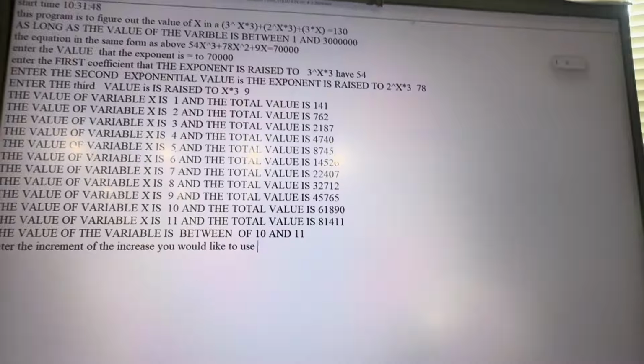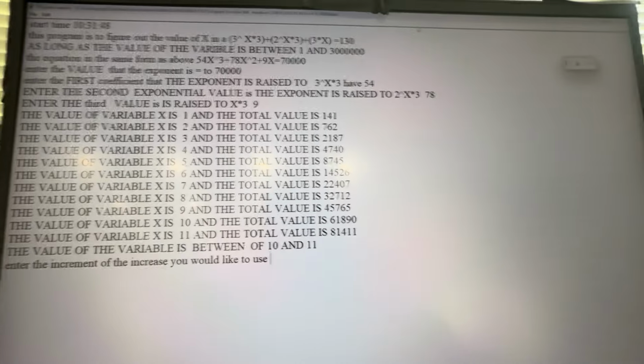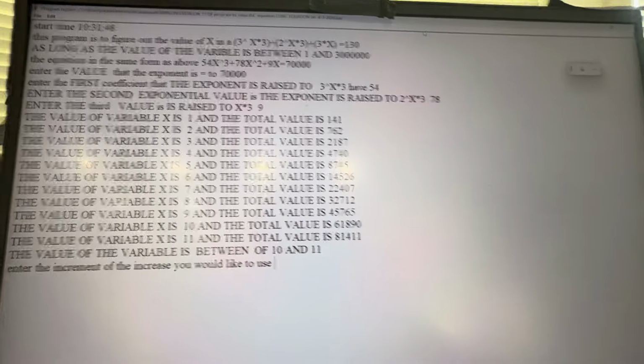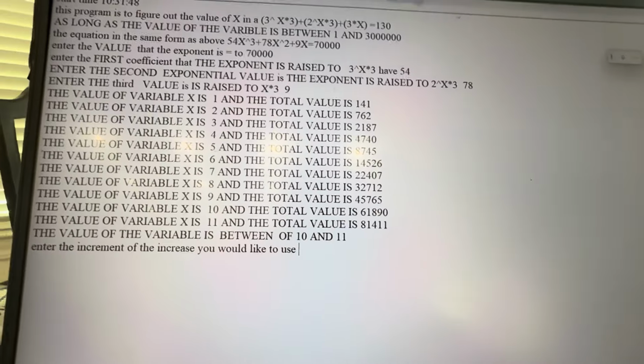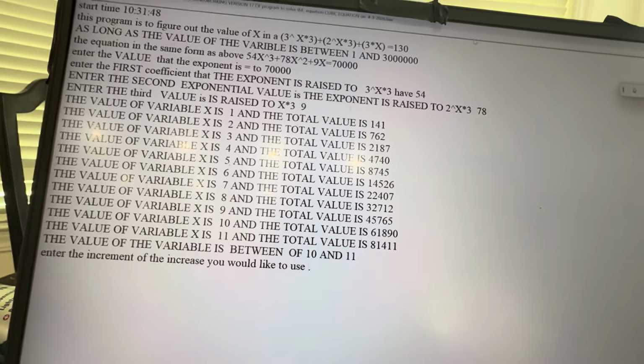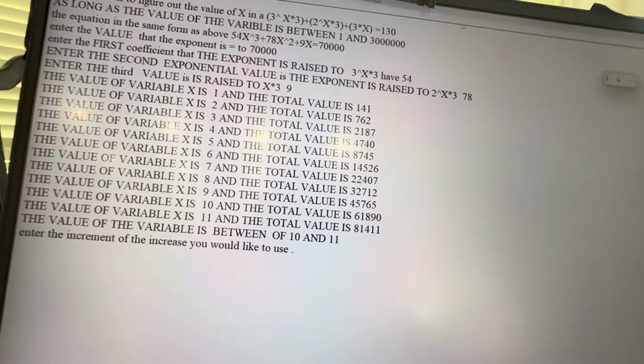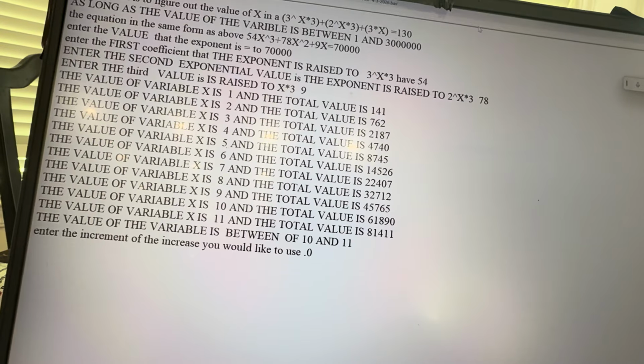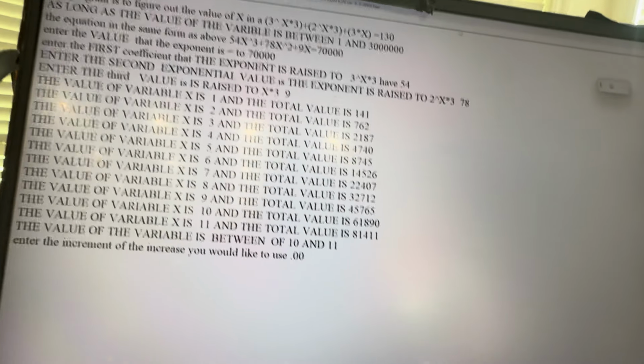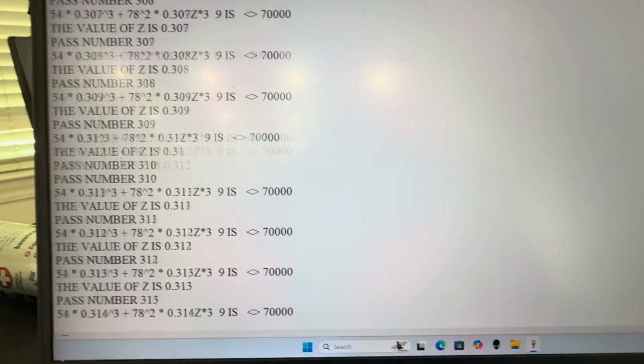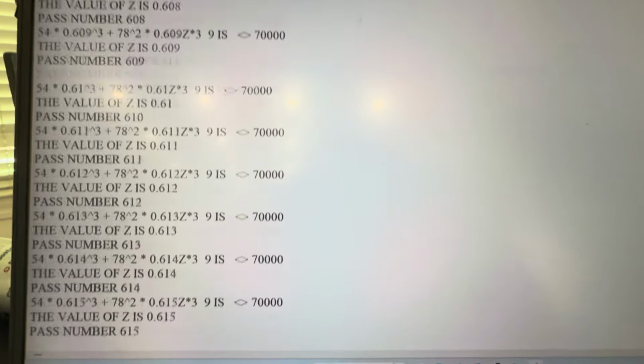Okay. So it's saying the variable should be between 10 and 11. The increment is how much it's going to increase every time it loops, 0.001. Okay, and go. It should come up with an answer autonomously.